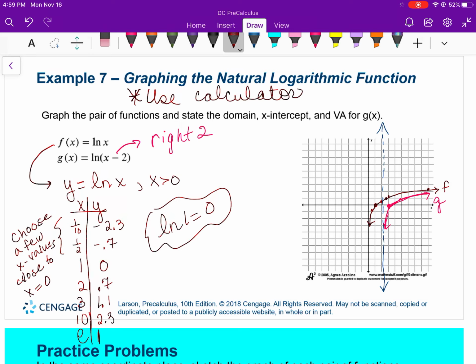All right. For g of x, I'm going to state its domain, its vertical asymptote, and its x-intercept. So if the original intercept was at (1, 0), this new intercept moved 2 to the right, so it's going to be at (3, 0). And again, you should be able to read that right here.